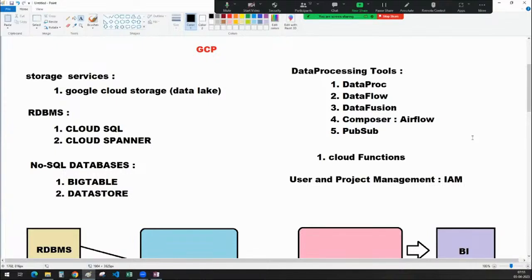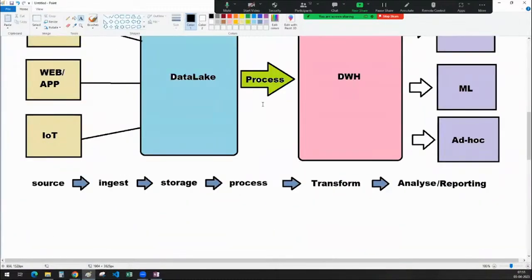So you can see here: data lake, Cloud Spanner, Cloud SQL, Bigtable, Dataproc, Dataflow, Data Fusion, Cloud Composer, Pub/Sub, Cloud Functions, and user and access management with the help of IAM. So these are all the tools that we are going to learn in a very detailed manner. Data processing is here.